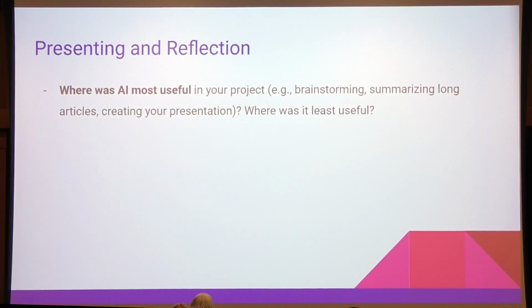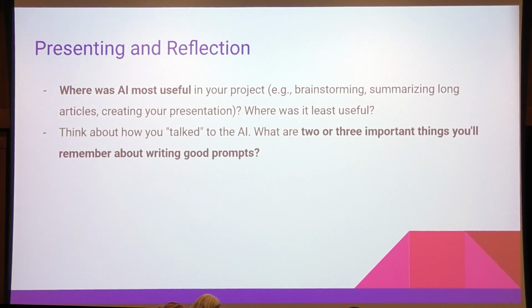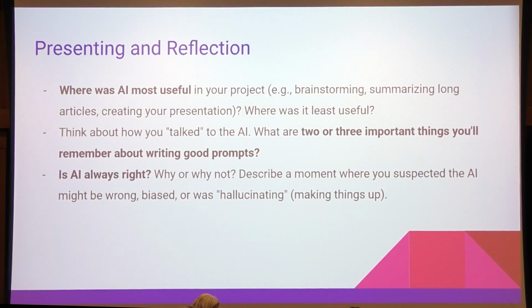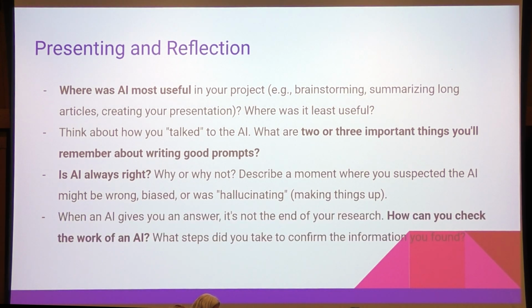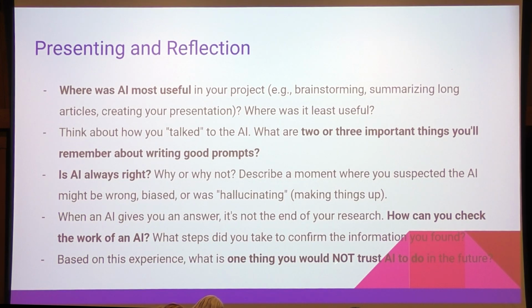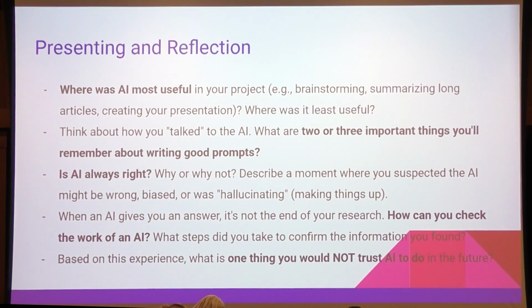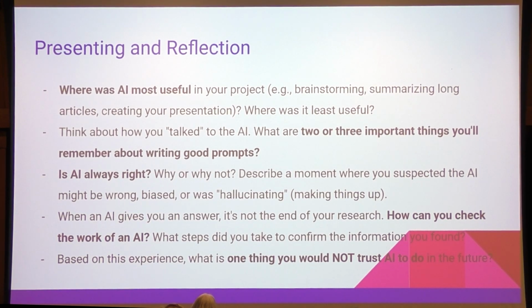But I'd ask them a lot about AI as well. Where was AI most useful in your project? Where was it least useful? Think about how you talked to the AI. What are some important things you'll remember about prompting? Is AI always right? Obviously, I'd want to see if they remember all of the stuff about AI literacy that we've been working on. How can you check the work of an AI? So lots of questions about the actual process of using AI in our research. What's one thing you would not trust AI to do in the future? Take care of my dog.